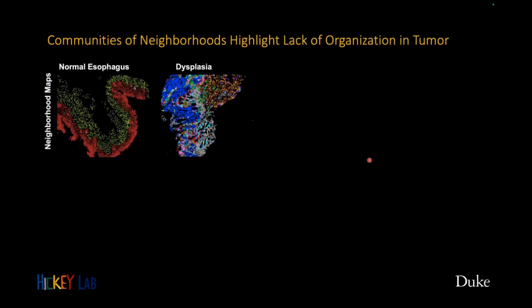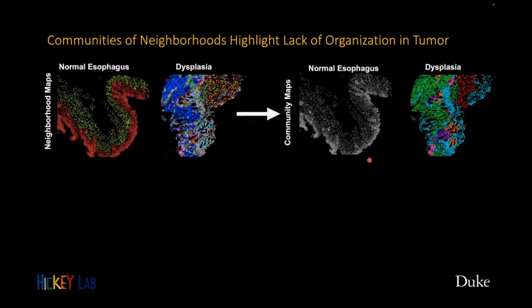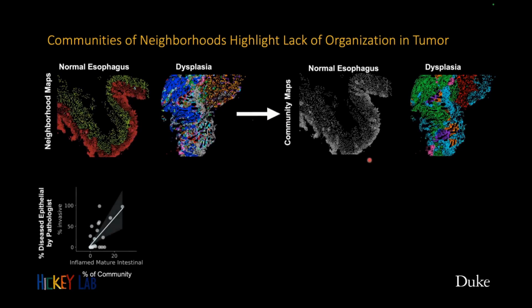And we applied this concept of multi-scale analysis of tissues in this data set as well, where we looked at not only the neighborhoods, but we also looked at these communities, or these neighborhoods of neighborhoods, which are these larger scale organizational patterns that we see in the tissues. And one of the things that was interesting is that there were multiple neighborhoods that correlated with invasive cancer, but there's only one community that correlated with invasive cancer as diagnosed by the pathologist. And this was this inflamed mature intestinal community.